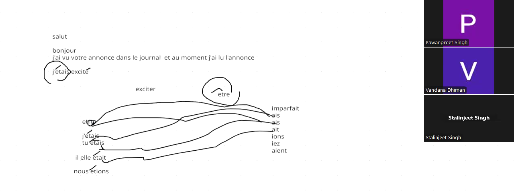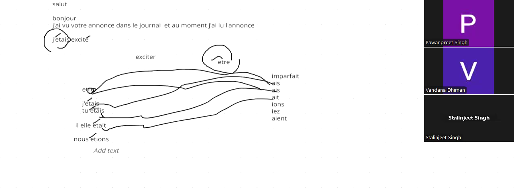Now, nous étions, we were. You just have to replace RE and ET would be the same. Vous étiez. Vous étiez, IEZ. And ils étaient. Is it clear to you? Tell me yes or no.